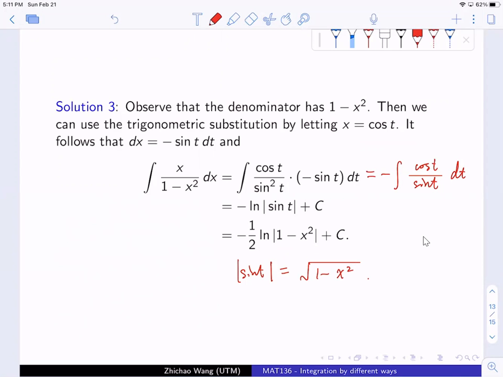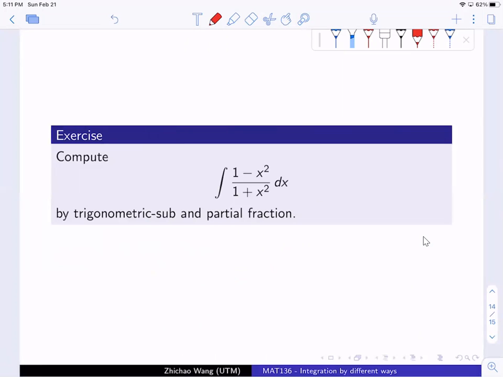So we also solved this question. And as an exercise, you can compute the integral of 1 minus x squared over 1 plus x squared by trigonometric substitution and partial fraction.